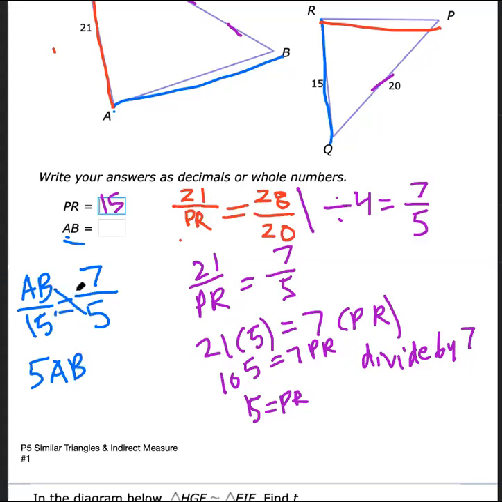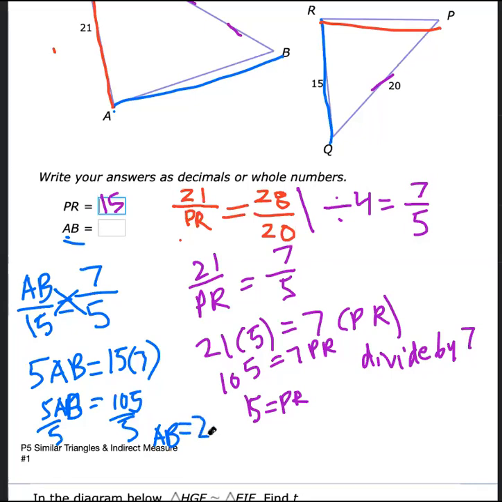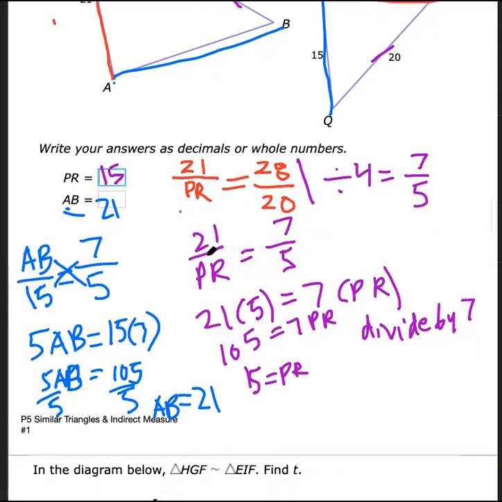So there, I have 15 times 7. And 15 times 7 is going to be 105. 5AB. Oops, not AM. We're going to divide both sides by 5, and that should give me my answer for AB, which is going to be 21. Okay, so that's another way to do it, to cross multiply. All right, that's mainly what you're doing for that section there.